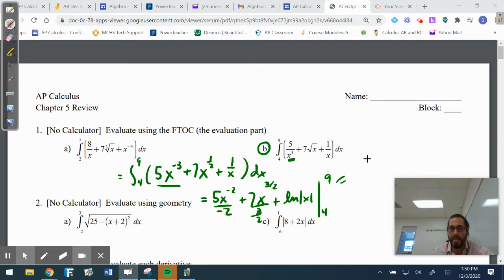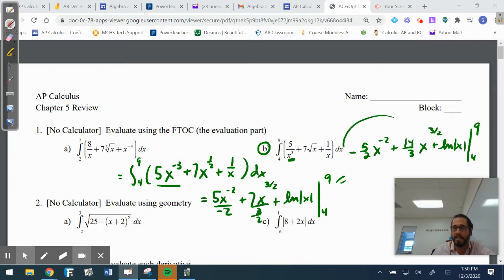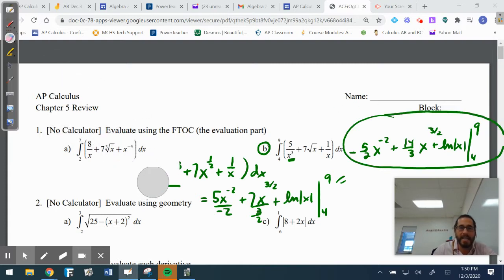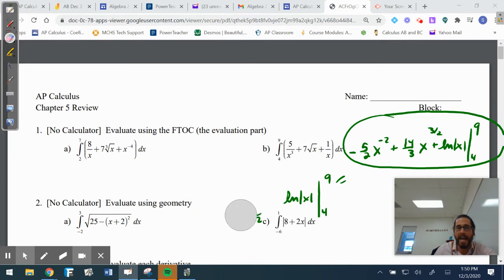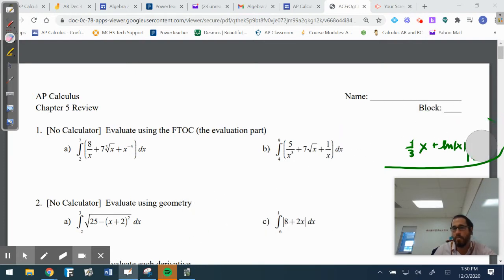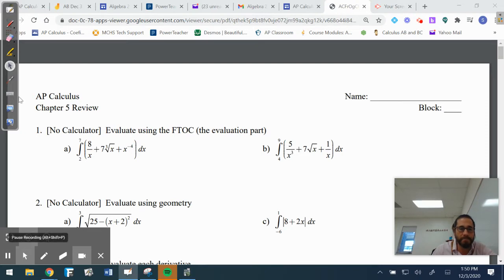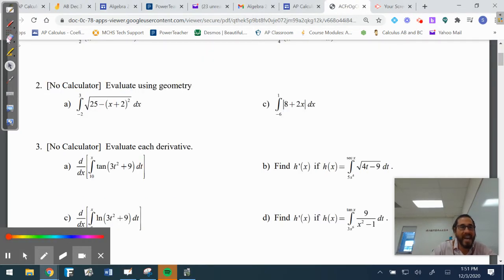All right, let's just rewrite this a little bit prettier. I get negative what? 5/2, x to the -2, plus 14 over 3x to the 3/2, plus the natural log of x. And I'm going to evaluate that from 9 to 4. Do that. Make sure you can do it by hand. It says 9 calculator. You can math 9 that bad boy to make sure you're 100% on top of it. Okay? All right, here we go.